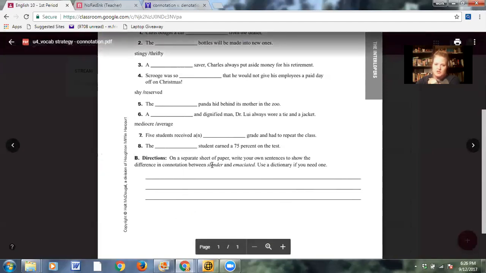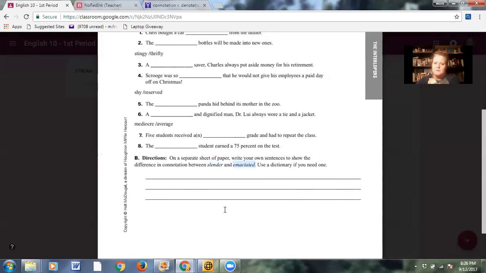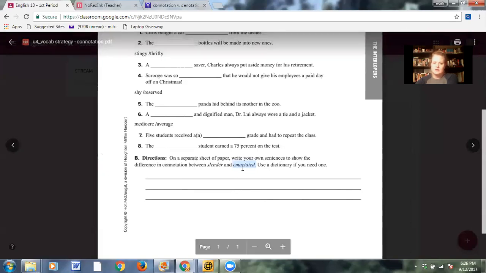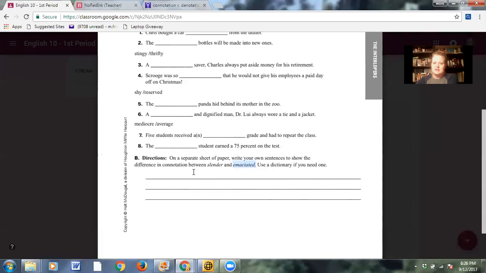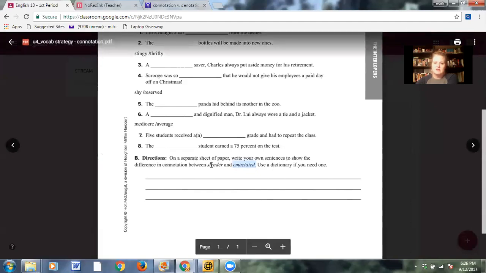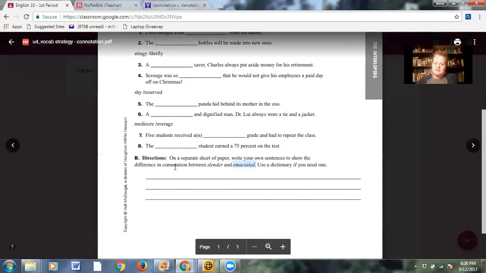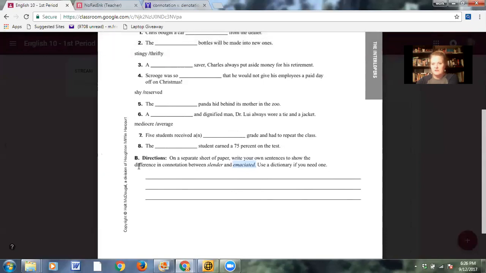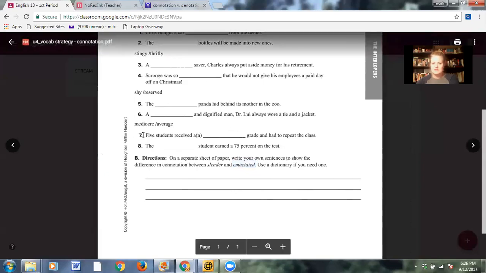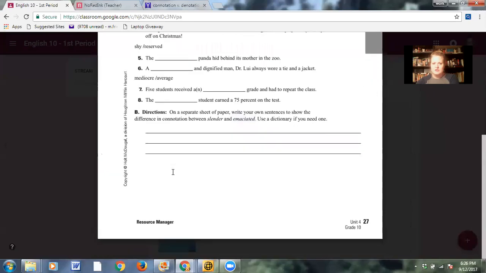We're going to compare two words, slender and emaciated. They both mean skinny. It's just the connotation that goes with each word. So you may want to Google both of these words, slender and emaciated, and see what words are associated with them. That way you can write a sentence that shows the difference in the connotation, kind of like these sentence pairs. I want you to do that.